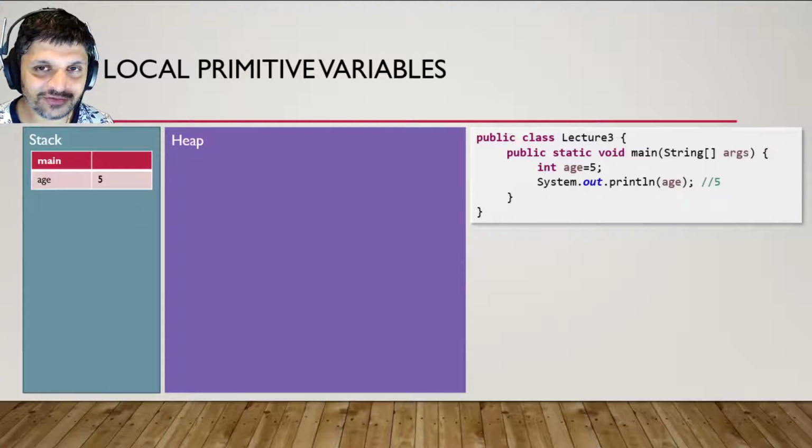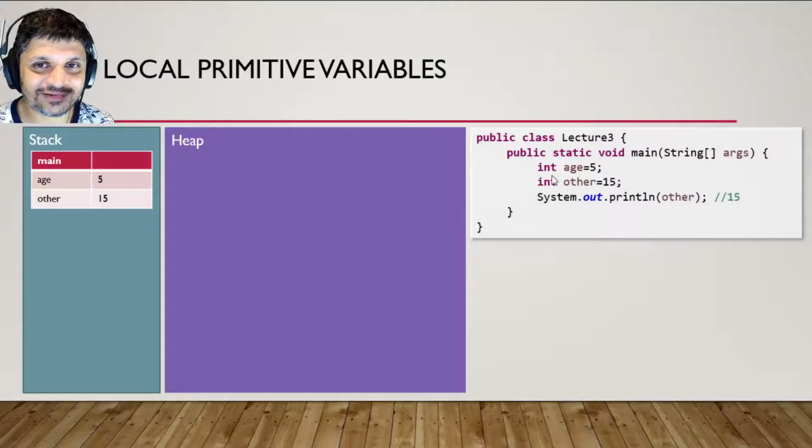In executing this bit of code, what happens is that we create a stack frame for main, right? So here's our stack frame for main, and we have a local variable age whose value is 5. Okay, so then when we call system.out.println on age, the value is 5. Okay, if we had another variable int other equals 15, we'd just have another variable inside the stack frame, right? Inside main's stack frame. So we've got other and 15, and if we system.out.println other, we'd get 15. So far that shouldn't be in any way confusing, and everything should be quite predictable there.